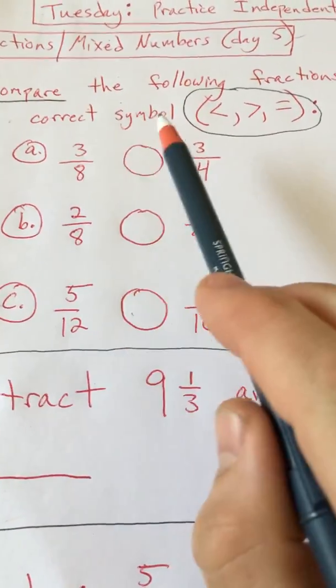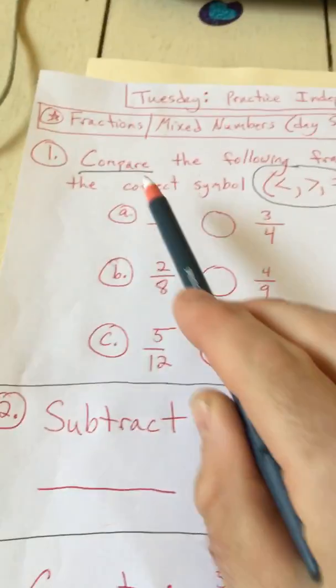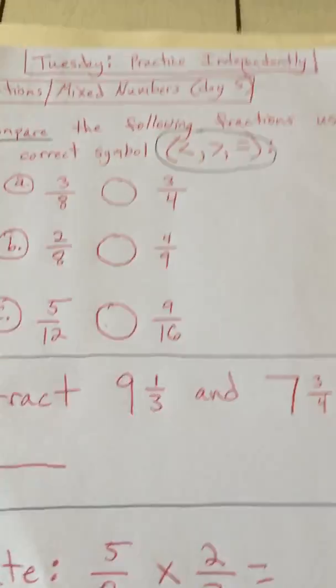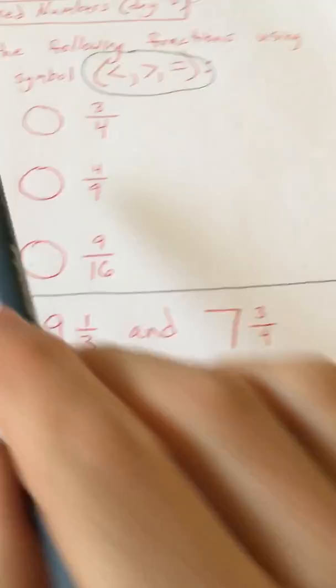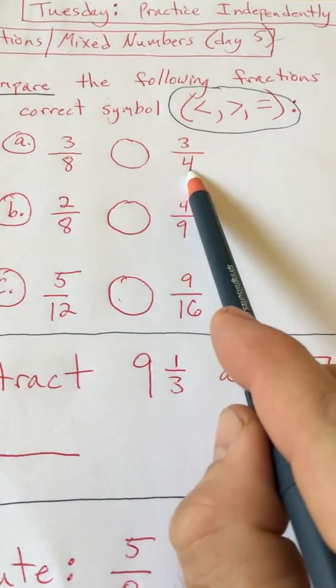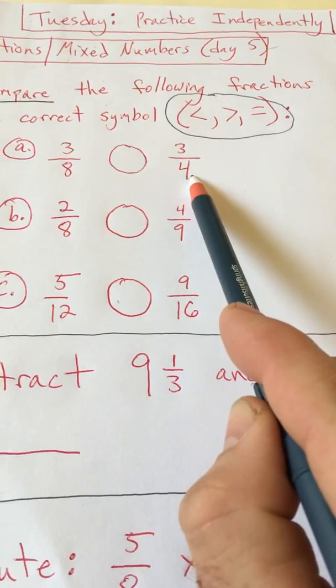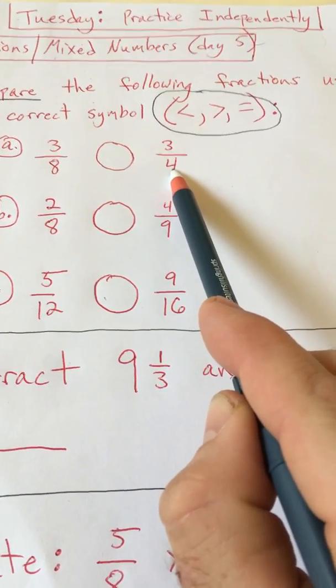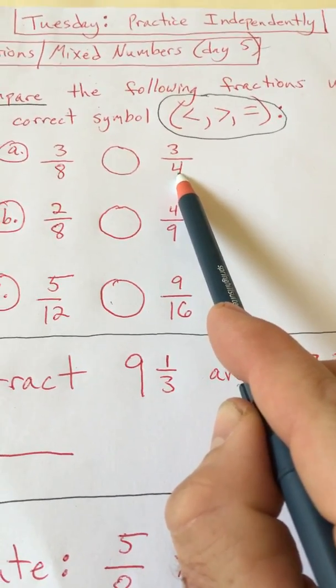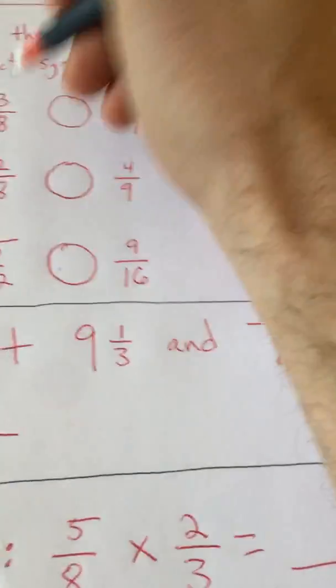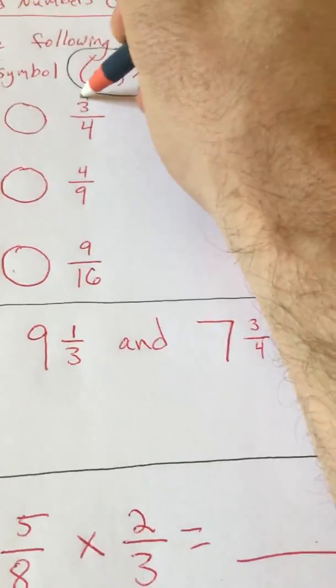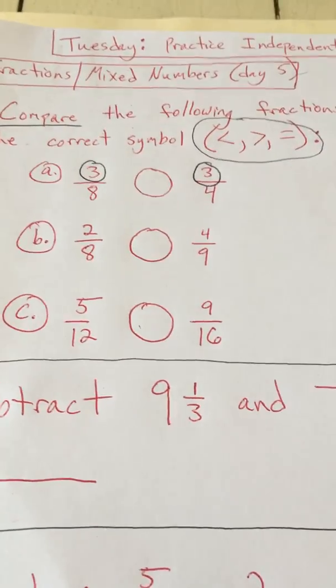So part A is 3/8 or 3/4. We're comparing them using these symbols. Which one is greater or less? Okay, so I noticed that they have different denominators, so we could turn the denominators into the same number. We could turn this 4 into 8. That's one way that we could do it. Another strategy that in this case is going to be easier because they already have the same numerator.